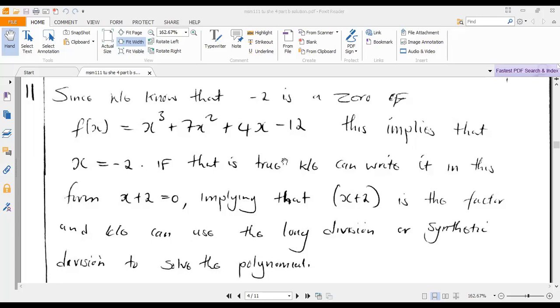Yes, since you know that negative 2 is a 0, we were talking about factors. Let's say I've been given a polynomial. Whatever you put in that polynomial, if it gives you a 0, then you know that that thing is a factor, right? So since negative 2 here is giving us a 0, you know that it gives a factor of this polynomial. Here we assume that x is equal to negative 2, isn't it?